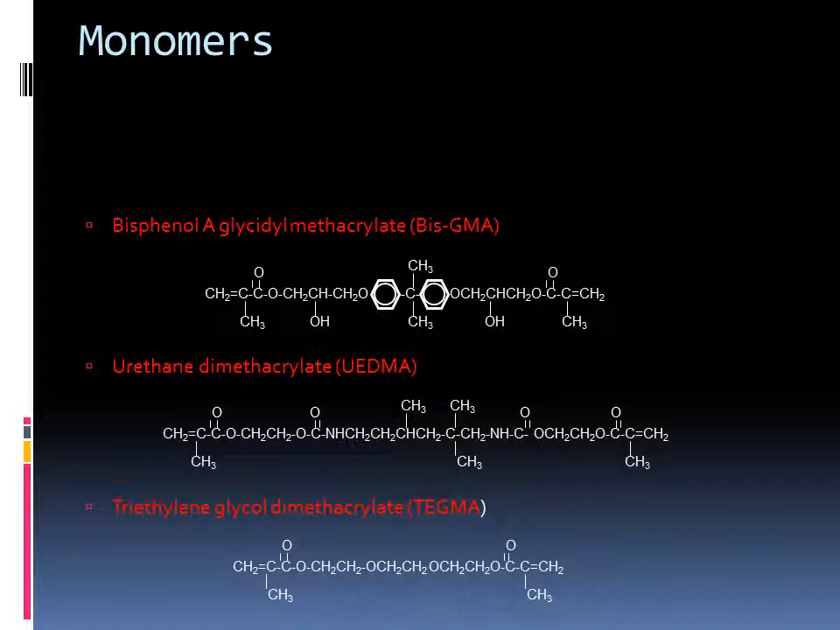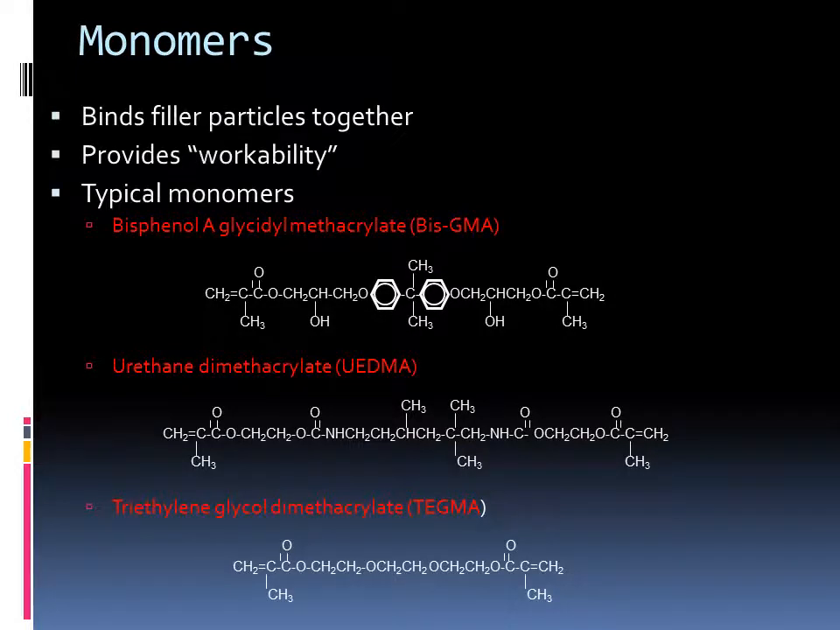These are the chemical structures. You will never be asked to draw them, but just for a general idea, as you can see, BIS-GMA is an aromatic compound. Then you have UDMA and TEG-DMA. And what is the function of these monomers? To bind the filler particles together. They provide the workability, and they're typical monomers and contribute to the general properties of composites.